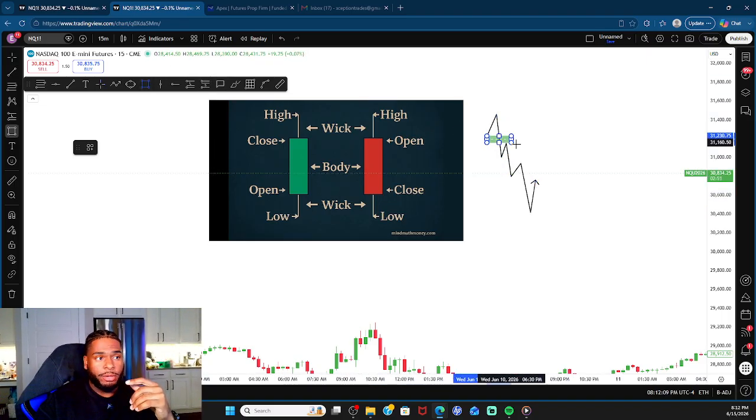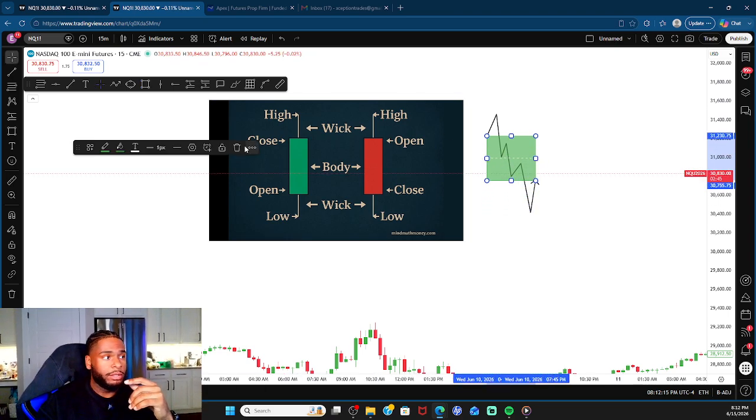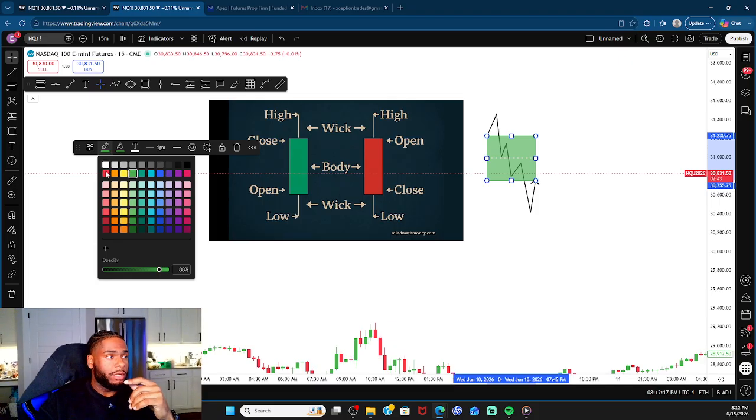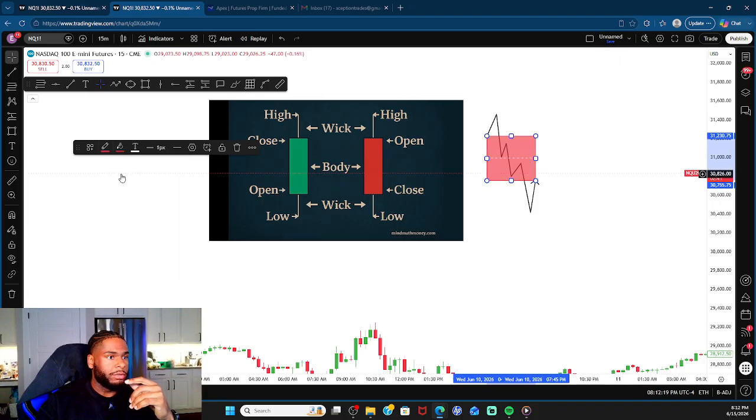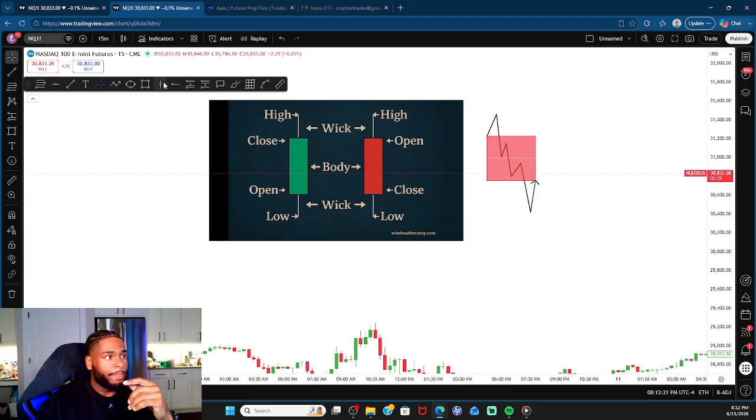But price opened right here, right? That's our bearish candle. Let's say open there, close there, and I'm gonna make this red. This is what happened in that candlestick.